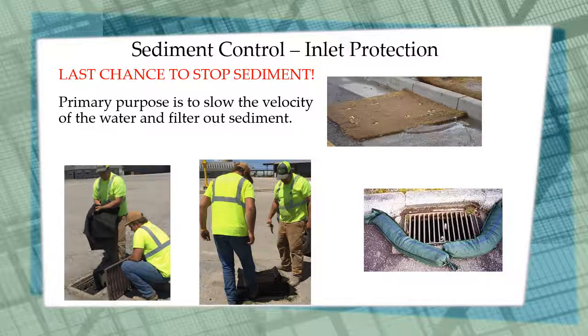Inlet protection devices are the last chance to stop sediment before it goes into the storm drain system and enters the Snake River. Again, the primary purpose of this BMP is to slow down the velocity of the water and settle out sediment. A variety of options are available for inlet protection, including coconut fiber mats, similar to the one shown up in the right-hand corner, rock-filled bags, as shown in the bottom right, and inlet devices, as shown below.